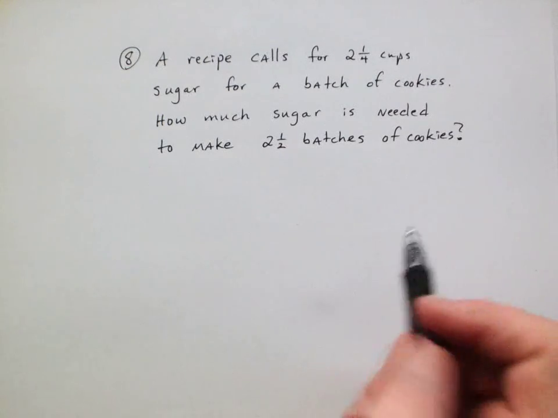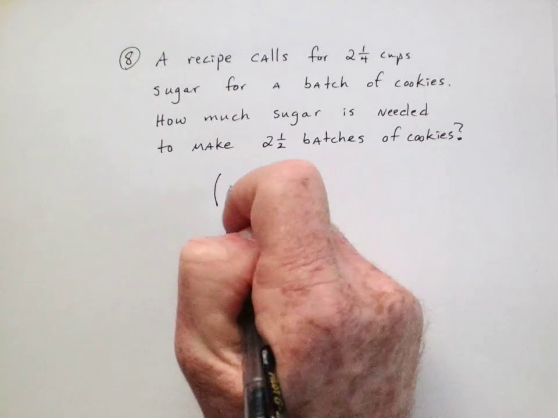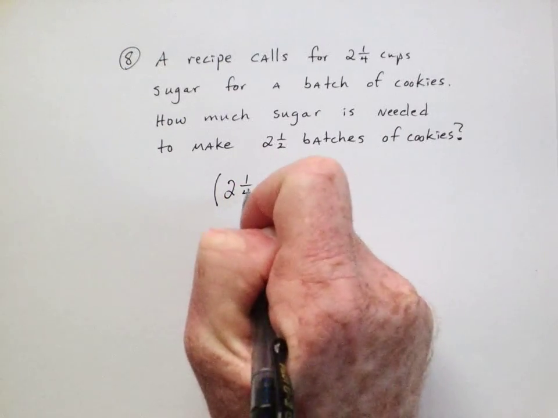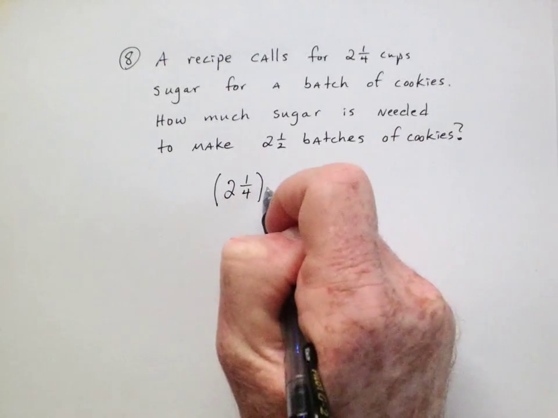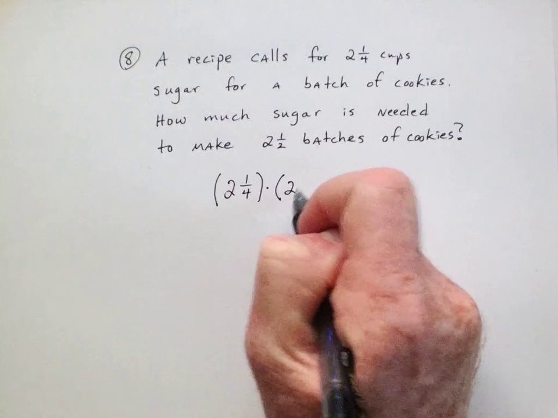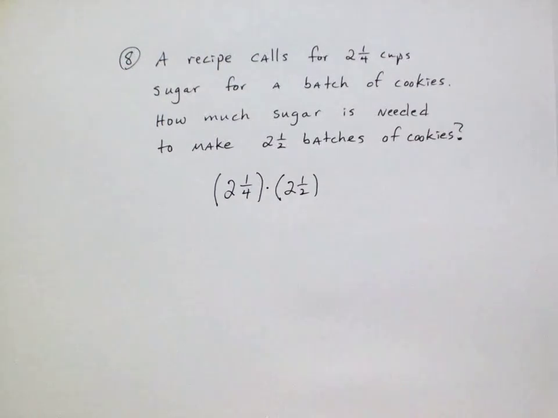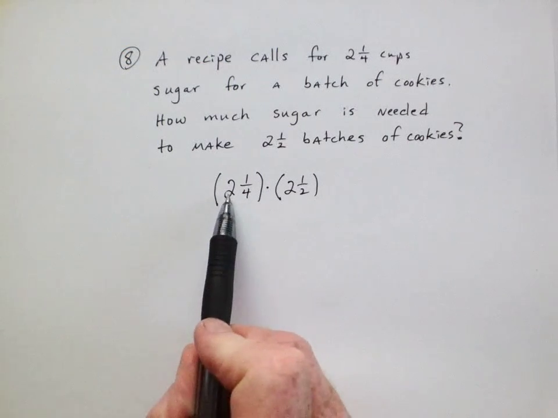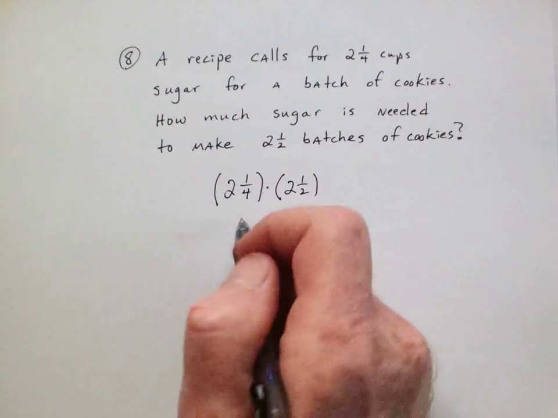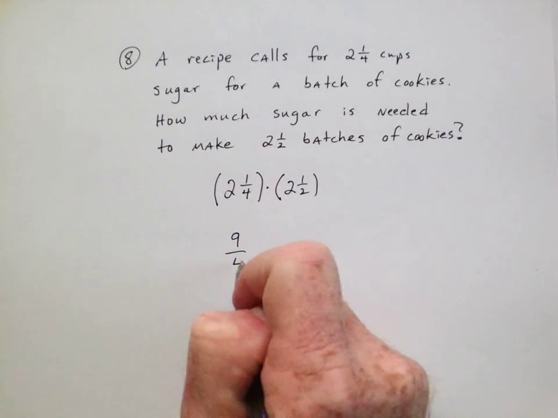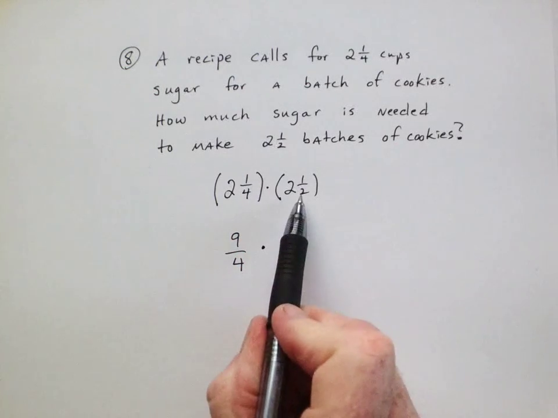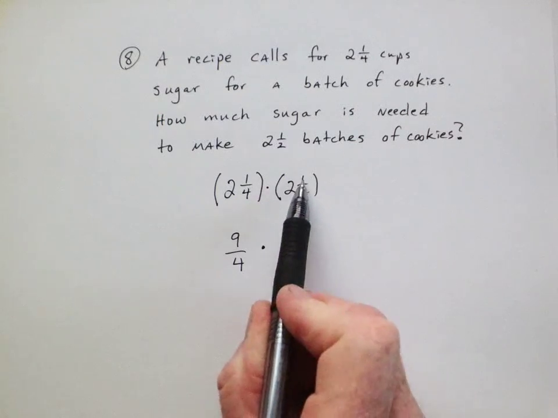Well, in order to find out, we need to multiply. So it's going to be 2.25 cups of sugar for every batch. And then do that 2.5 times. So multiply. And then change this to an improper fraction. So 4 times 2 is 8 plus 1. So this one is 9/4. This one would be 4 plus 1 is 5.